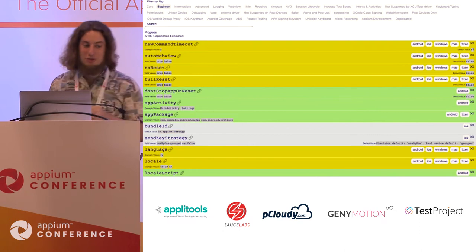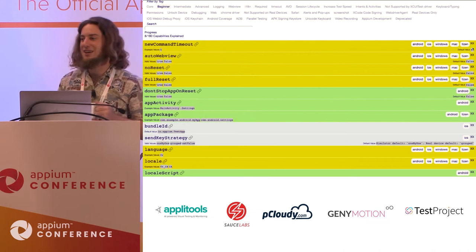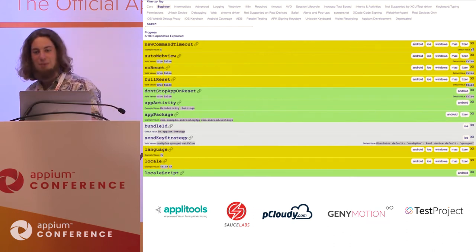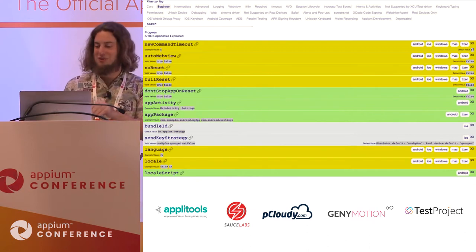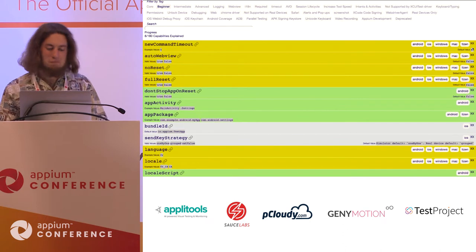Oh, I also like new command timeout, you can set it to 0. And then it just waits forever. And I like that when I'm programming locally in a REPL, I can just be typing some commands and then getting a coffee and then type some more commands and then write a test script. So it always keeps it running for me.